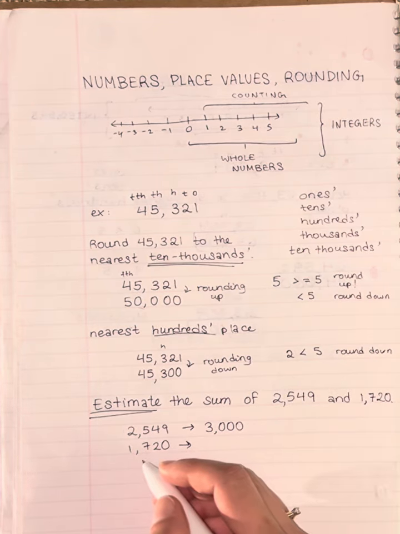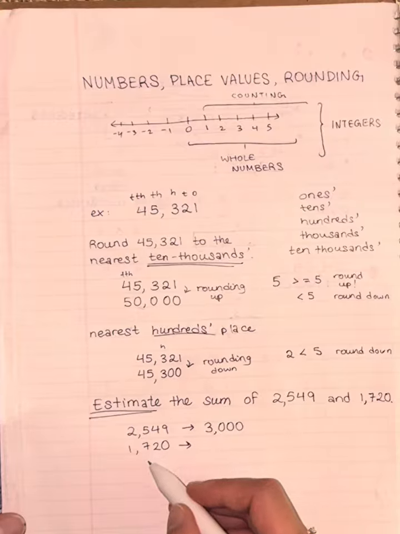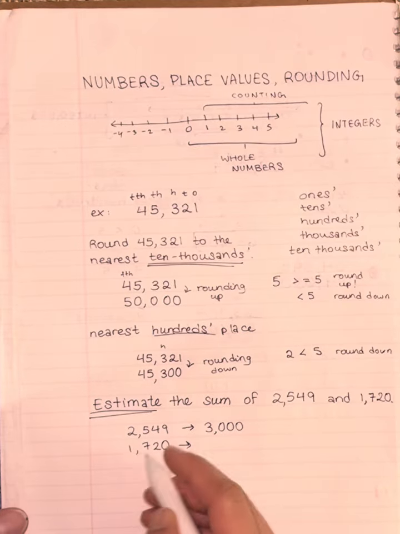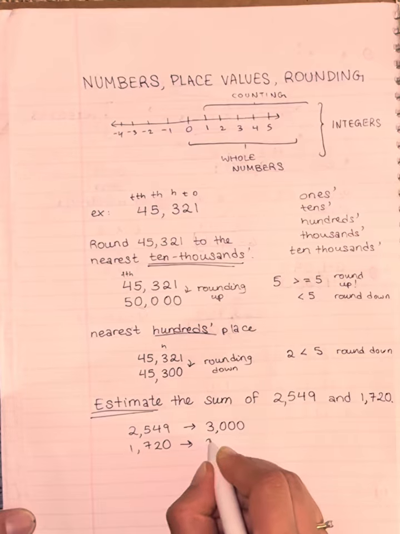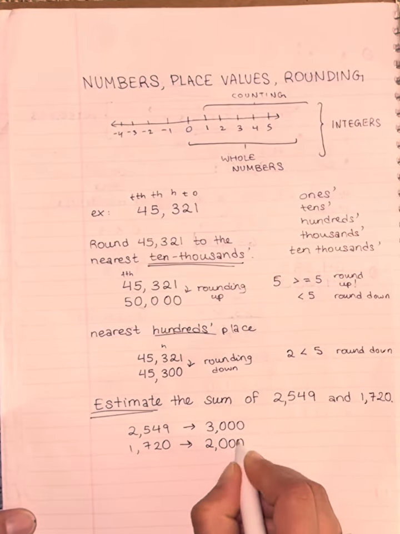1 is in the thousands place. I'm looking one digit to the right, which is a 7. 7 is greater than 5, so I'm rounding upwards. So I go back to 1, and I add 1 to 1. So I get 1 plus 1, 2, and everything else turns into zeros.